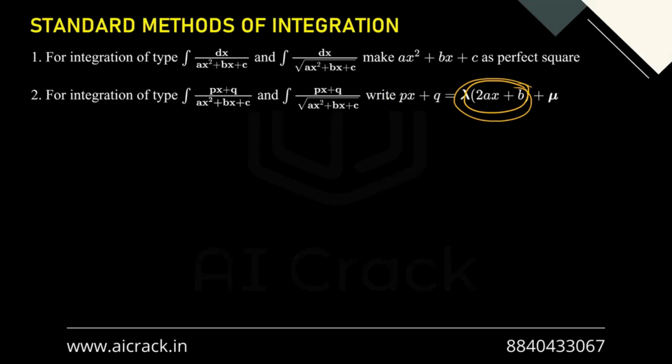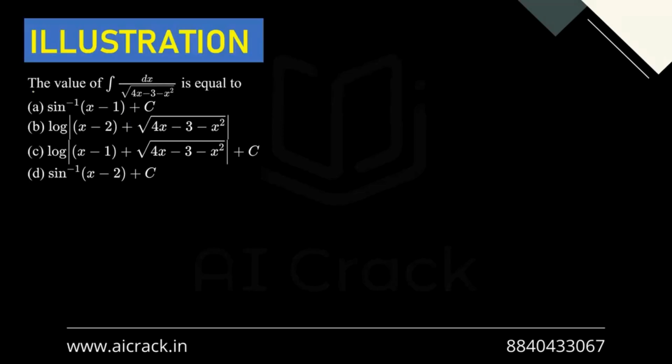That's how we are going to do over here. And we will try to build the understanding of the second point more clearly through an example. So now let's solve this example. The value of integral dx upon under root 4x minus 3 minus x square is equal to, right?